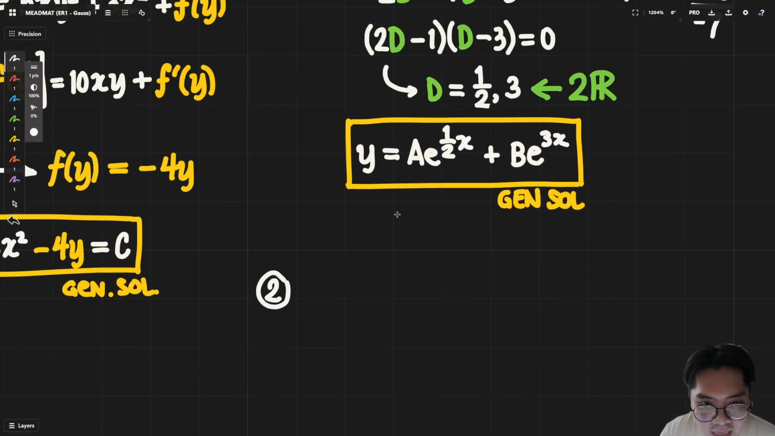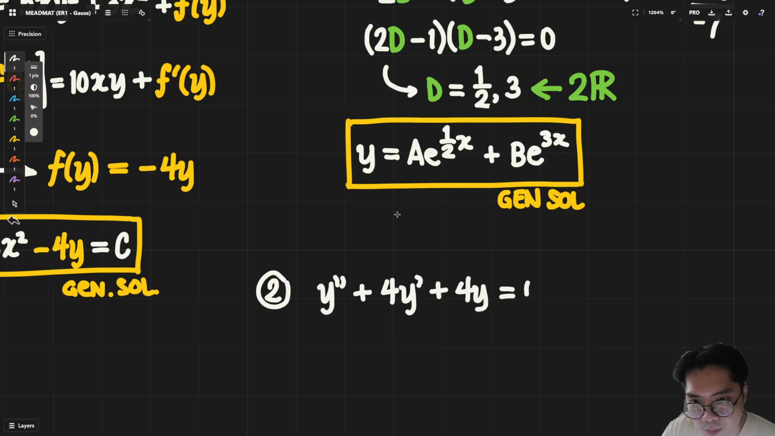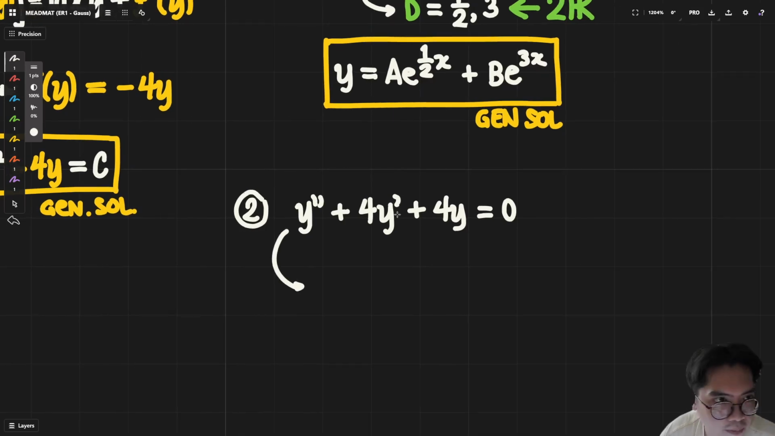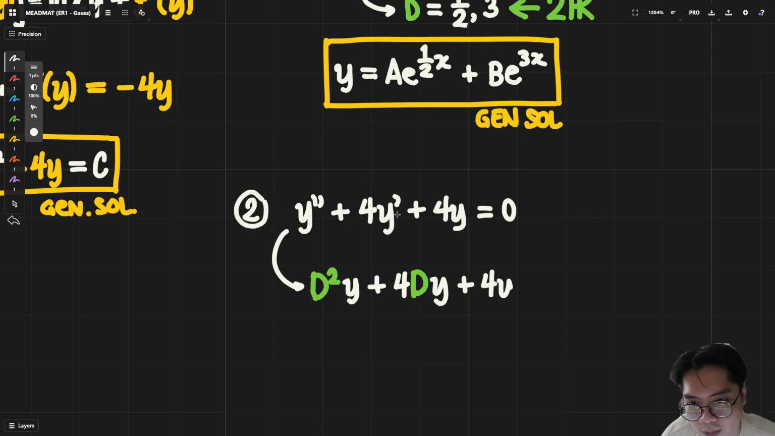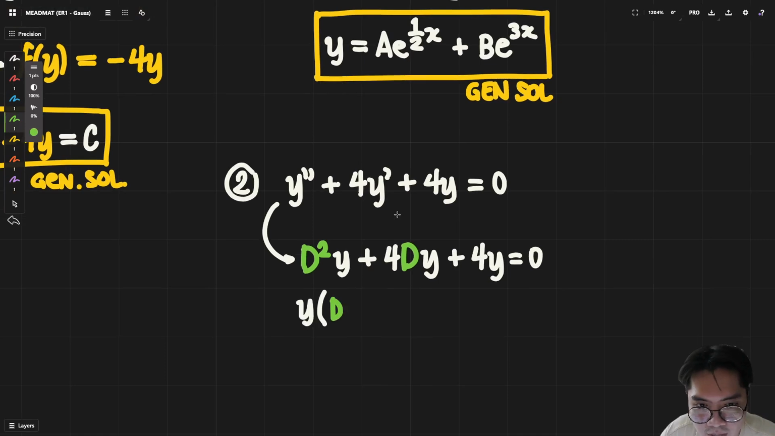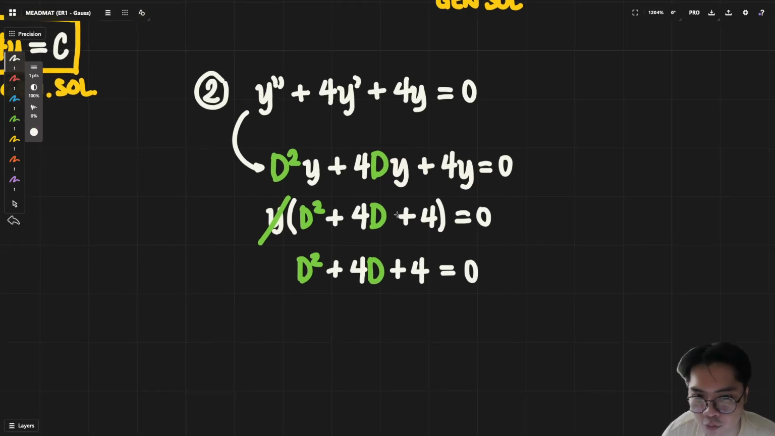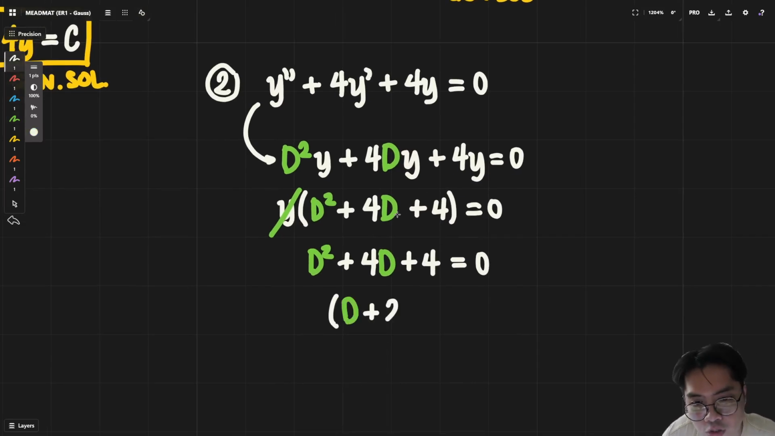What if now what we see is y prime prime plus 4y prime plus 4y is equal to 0. And again, it sounds not very daunting. But in this case, what we're supposed to do now is something like this. Just like before, we apply the differential operator: d squared y plus 4dy plus 4y is equal to 0. And again, we can remove the y, and then we are left with d squared plus 4d plus 4 is equal to 0. And hopefully some of you already recognize this. This is just d plus 2 squared. D plus 2 squared is equal to 0.